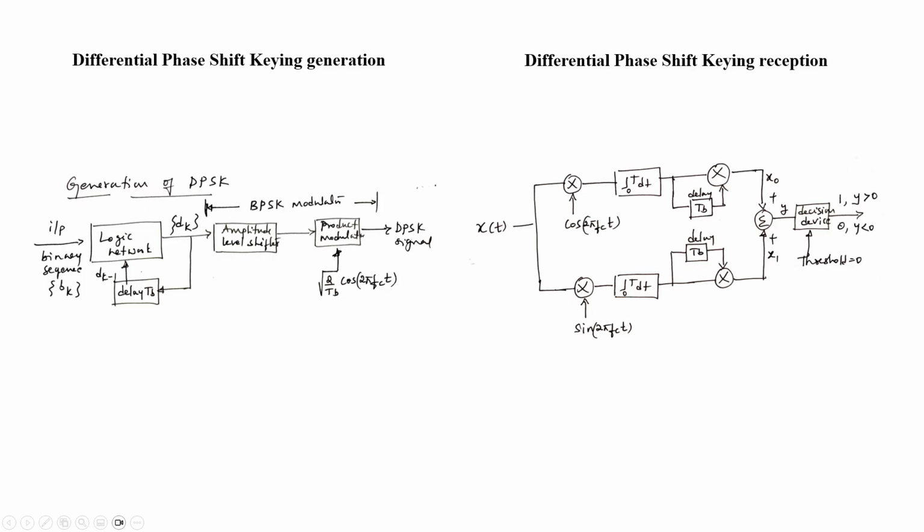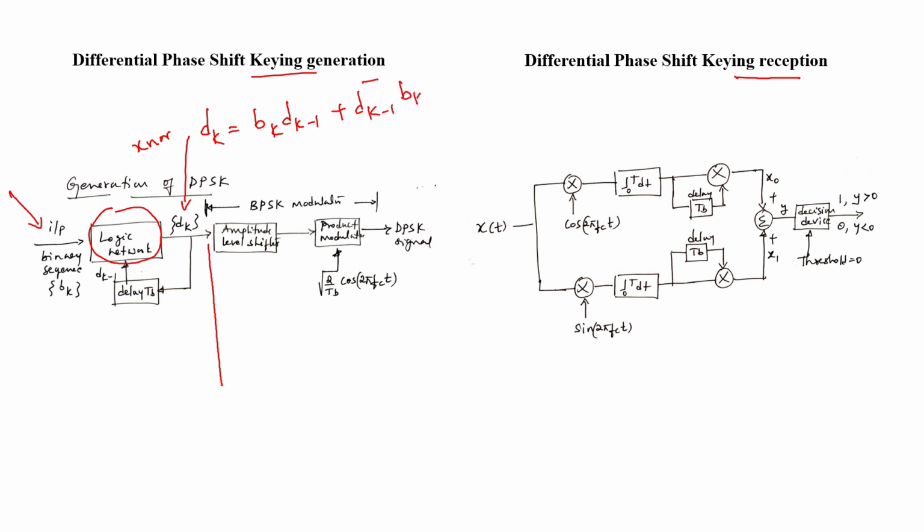Now we'll try to understand the DPSK generation and DPSK reception. Generally, the first part of DPSK consists of a logic network. Here is your binary input. Some logic network should be there in order to provide the XNOR function. So this is your output dk. The dk is nothing but bk dk minus 1 plus dk minus 1 bar into bk bar. This output dk is applied to a delay network in order to produce dk minus 1.